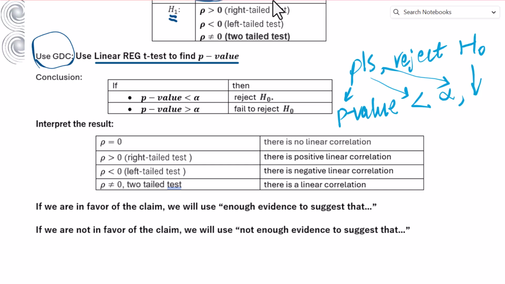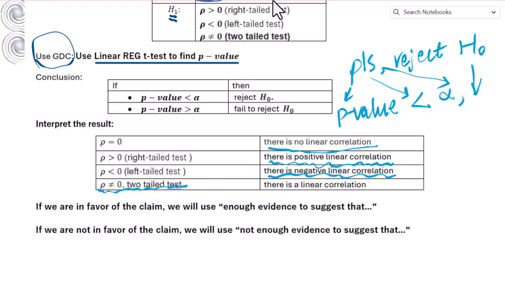Rho equals 0: there is no linear correlation. Rho greater than 0: there is a positive linear correlation between two variables. Rho less than 0: there is a negative linear correlation. Rho is not equal to 0: there is a linear correlation.